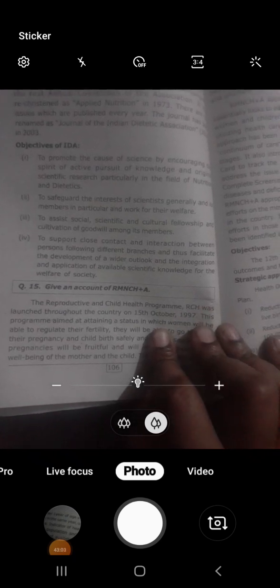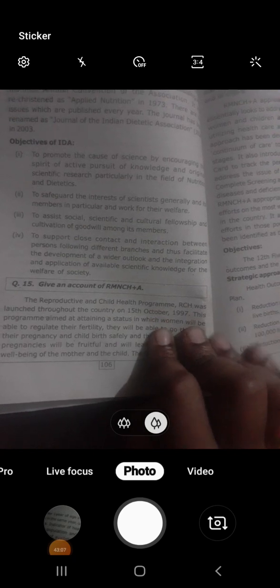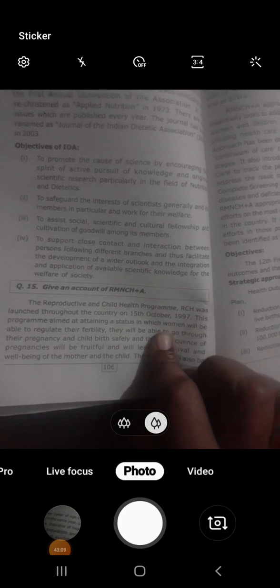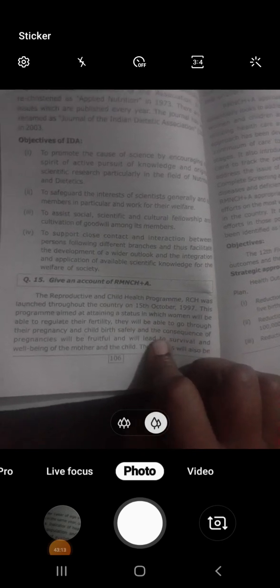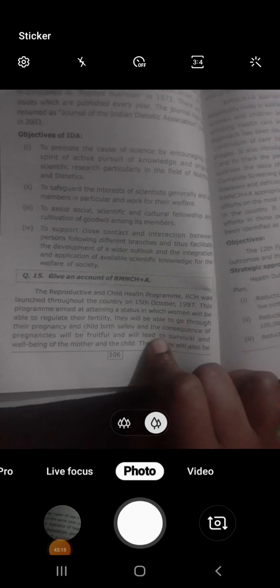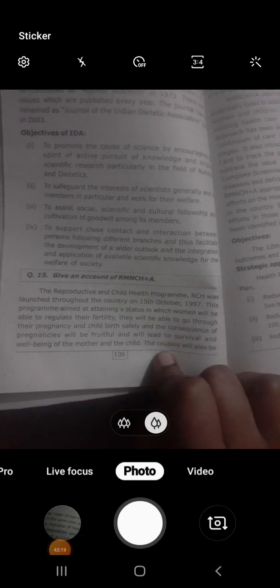Okay, and coming to RMNCHA, so this is the reproductive and child health program. It was launched throughout the country on 15th October 1997. So it is a status in which women will be able to regulate their fertility, with safe pregnancy and childbirth, and pregnancies will be fruitful with survival of mother and child. The couples will also be able to have their sexual relation safe from unwanted pregnancy and STDs.